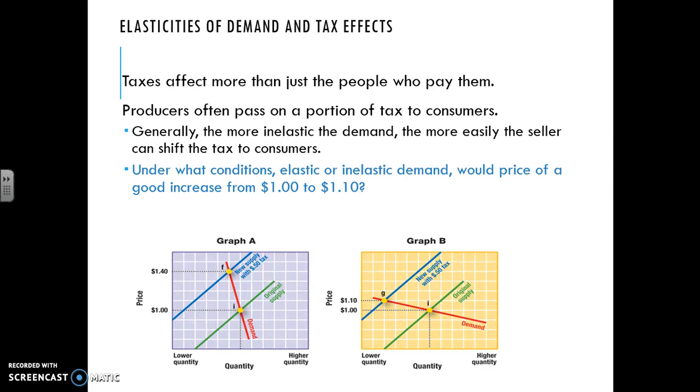So there are elasticities of demand and tax effects. Well, taxes affect more than just the people who pay them. Producers often pass on a portion of the tax to the consumer. So as a consumer, you are paying a portion of the tax that's put on a producer.